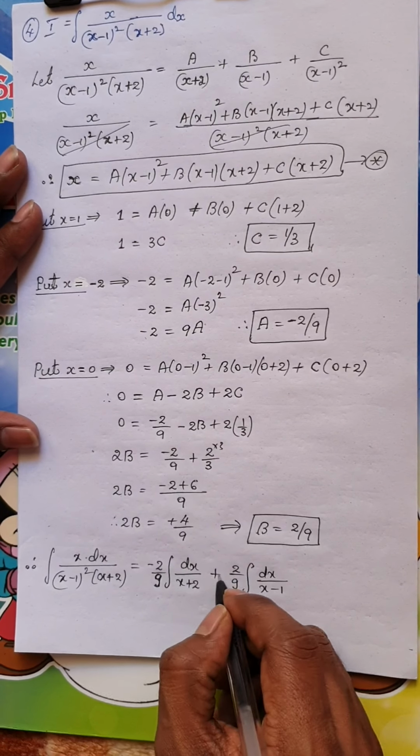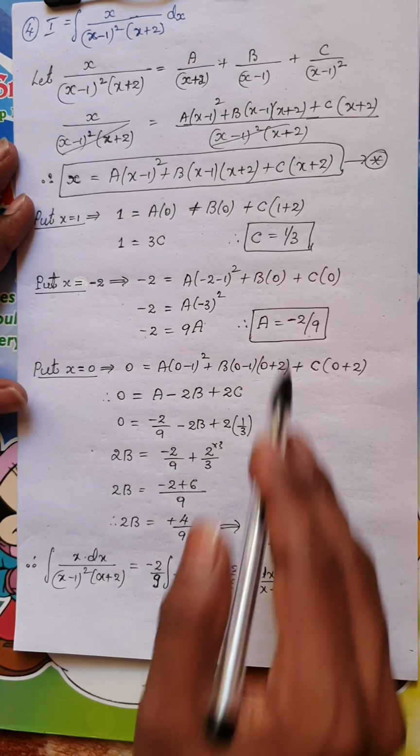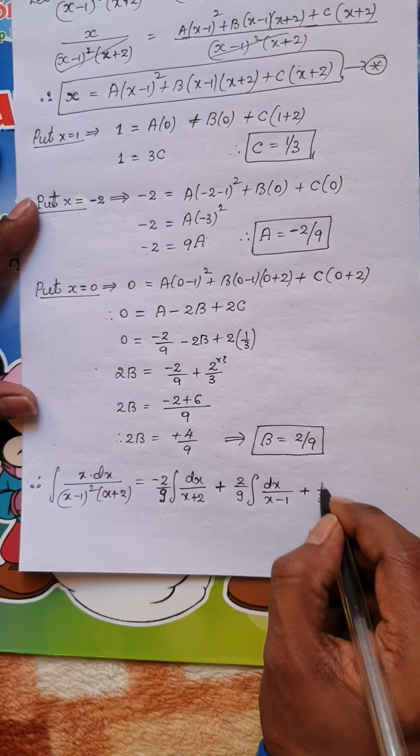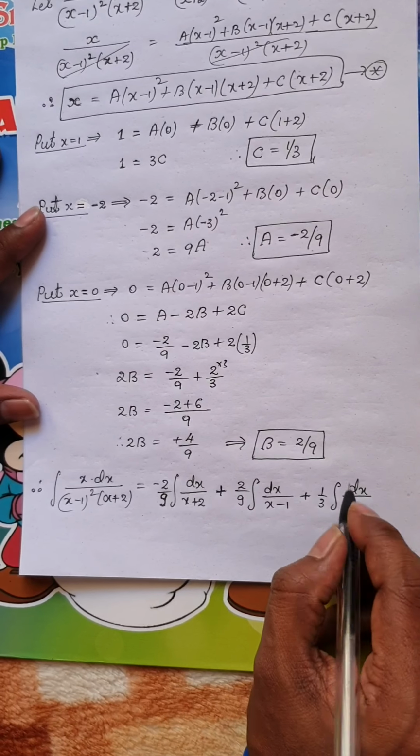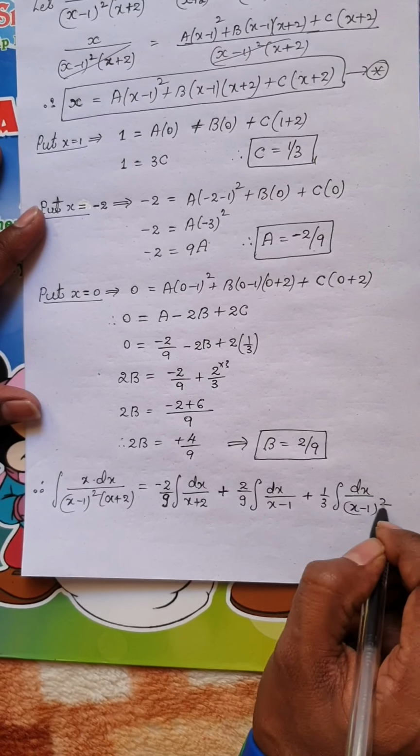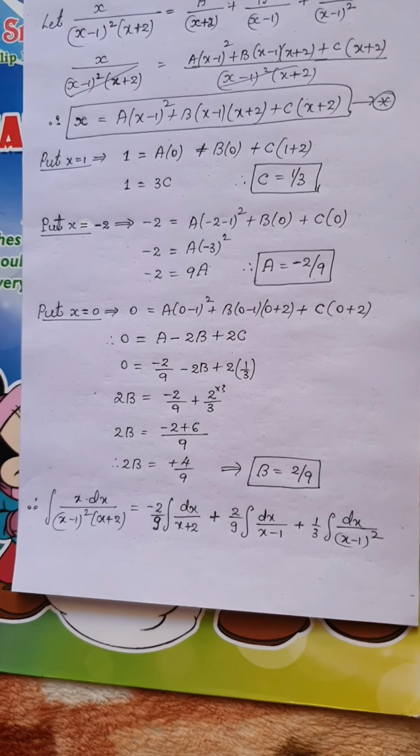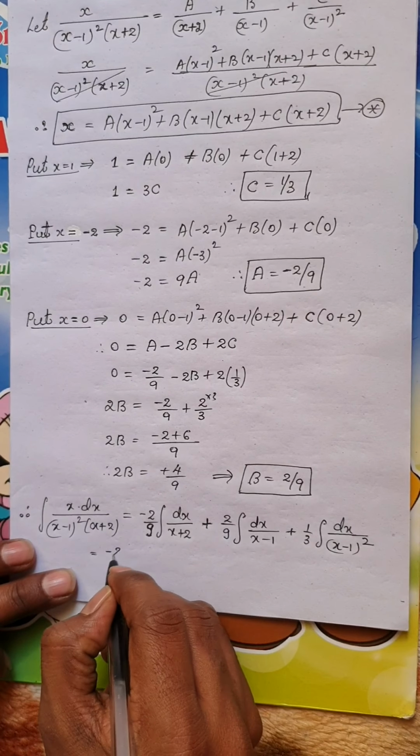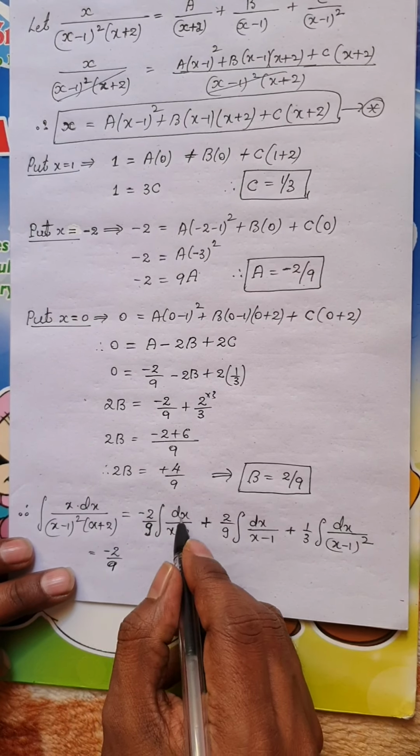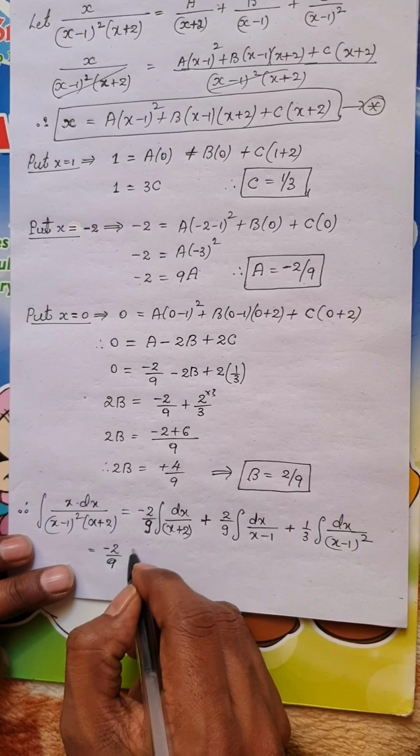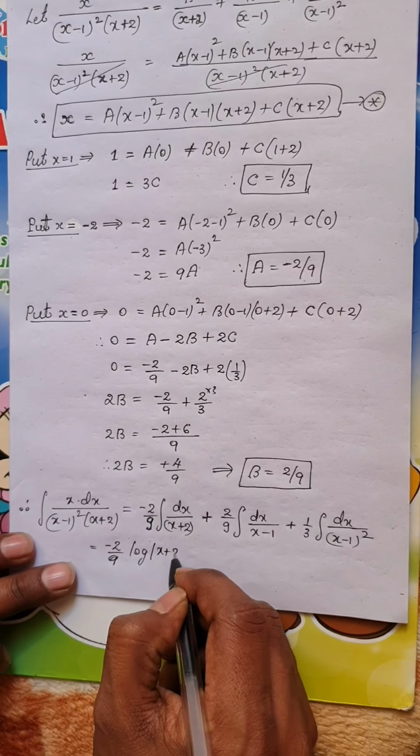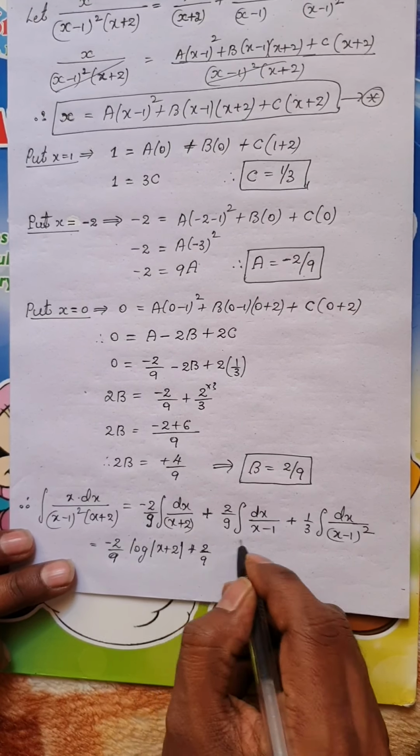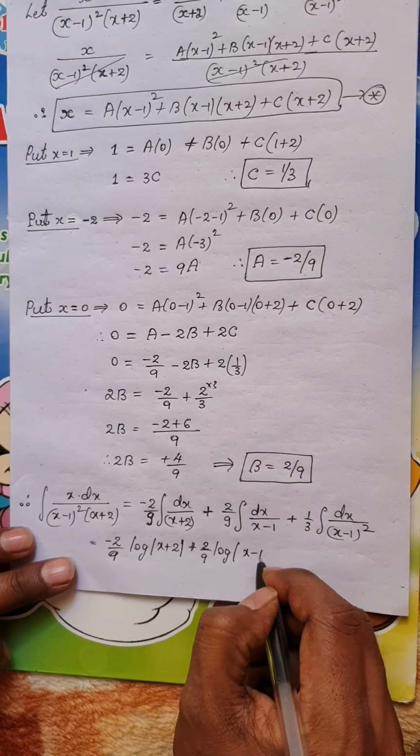Finally, what is c? C is 1 by 3. So it is plus 1 by 3 as it is, integral of dx divided by x minus 1 whole square. Is it clear? Now, let us integrate this. This is minus 2 by 9, and what is dx by x? dx by x is log of mod x plus 2. Similarly, I have plus 2 by 9 here, and this is log of mod x minus 1.